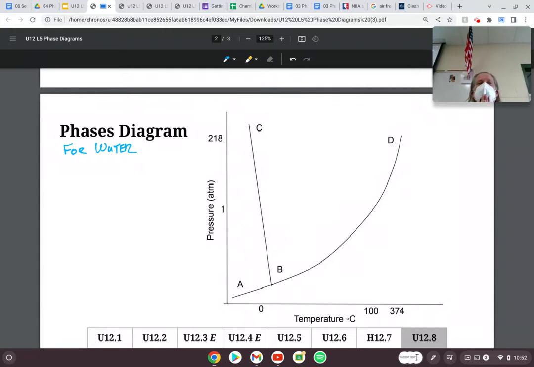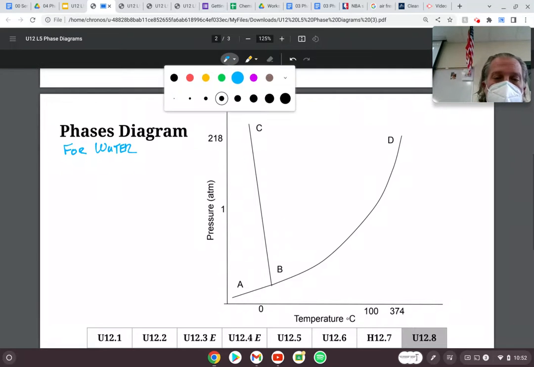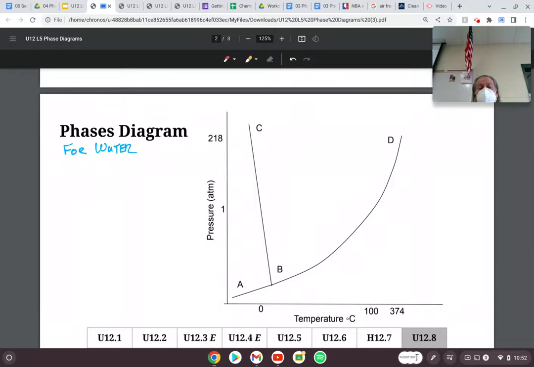Now, all phase diagrams look pretty similar, but the values might be different, or the lines might have a little bit more of a curve to it or a little bit more of a slant to it. But the reality of it is everything about these is pretty much the same. So the first thing I want to address is what is going on in this graph. There's a lot of things, but one of those things is there's distinct areas in this graph.